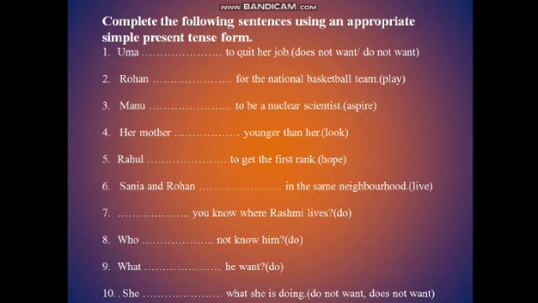Now complete the following sentences using an appropriate simple present tense form. These are 10 sentences, and the verb is given in the bracket. For filling in those verbs, you have to make very sure about the subject you have and which kind, and how you will fill the verb over there. You have to be very particular about whether the subject is singular or plural. So go through these 10 sentences, students, and do it in your notebook.